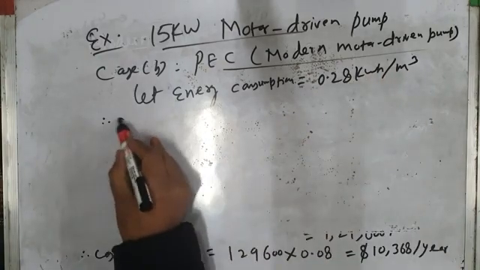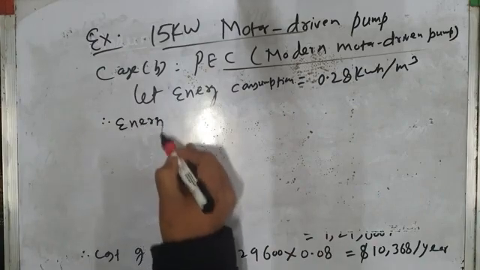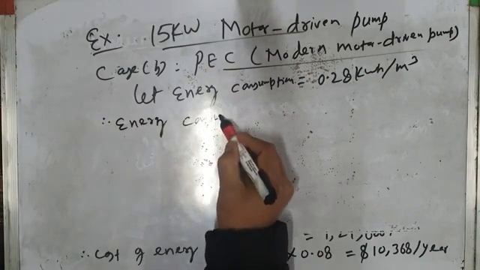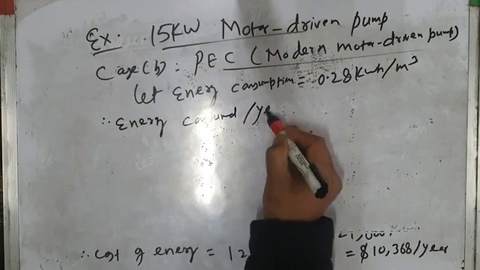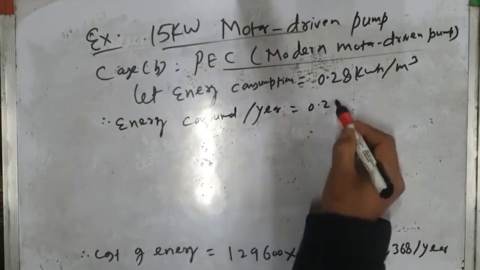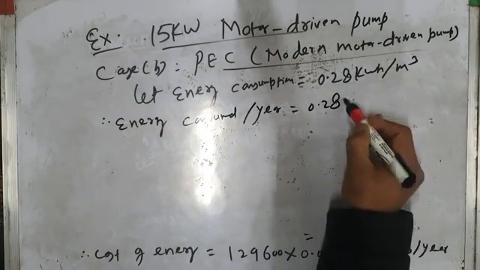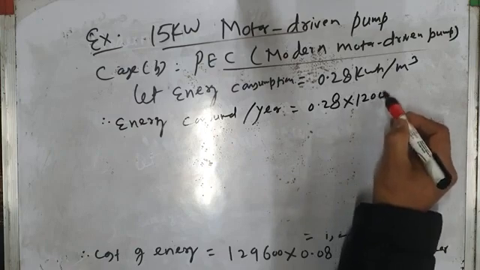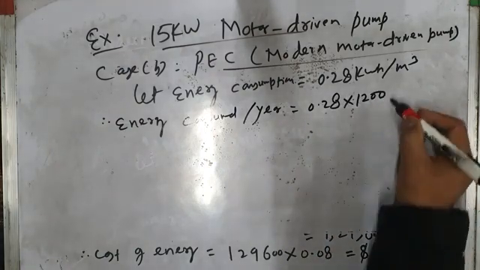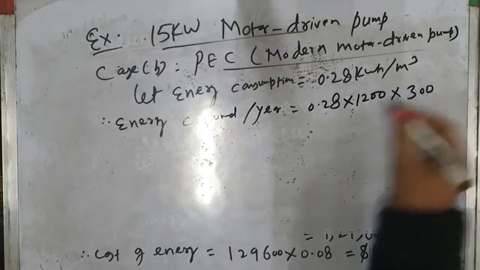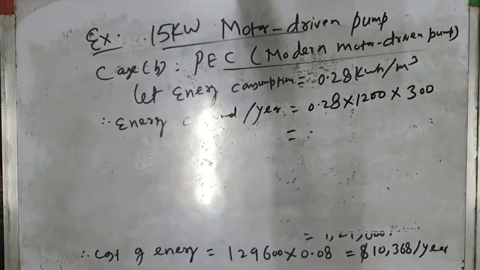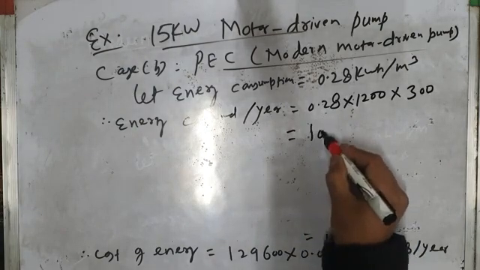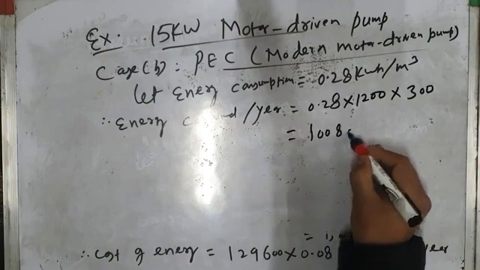So therefore, what is the total energy consumed per year? Energy consumed per year is equal to 0.28 kilowatt hour per cubic meter. And how many cubic meters are we pumping in the year? 1200 multiplied by 300 days. And I have already calculated it. It comes out to be 1,800,000 kilowatt hour.